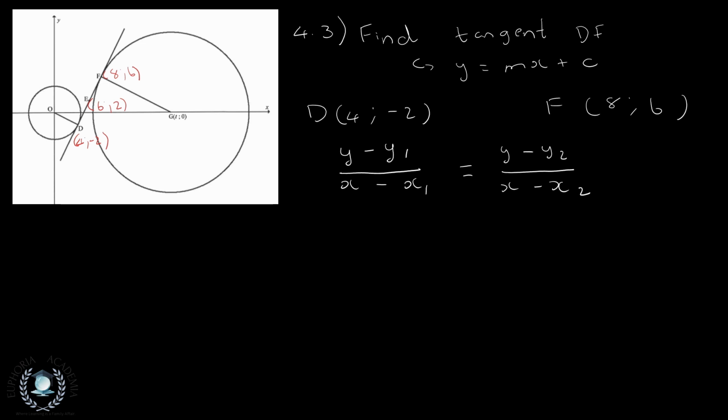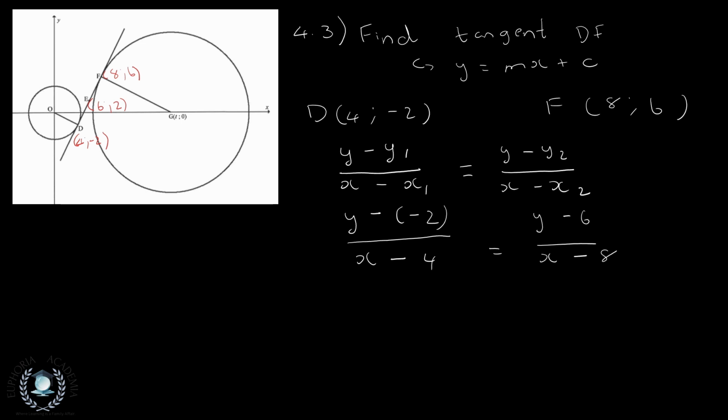So what we're going to do is just replace what we have. For me, y1, x1 will be point D, and then y2, x2 will be point F. Right, so that will give us y minus 2 over x minus 4 is equal to y minus 6 over x minus 8.